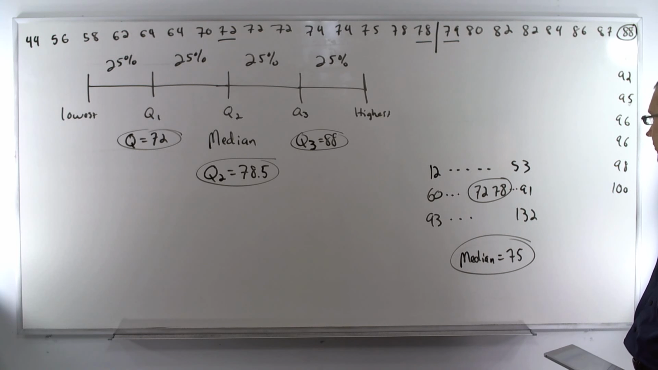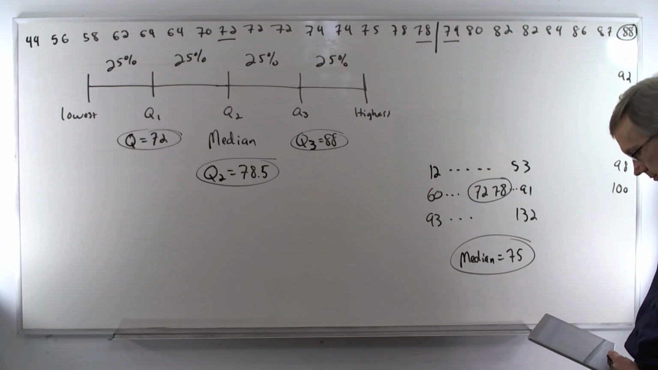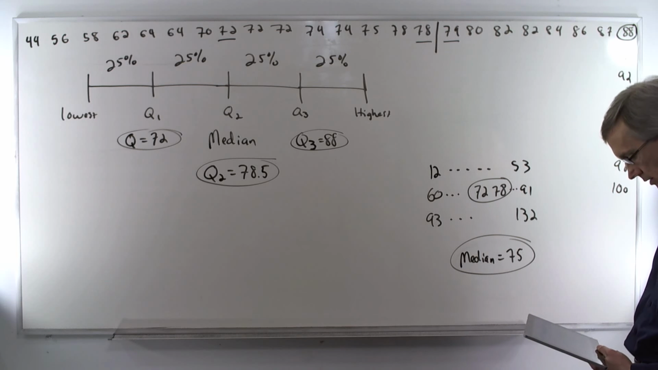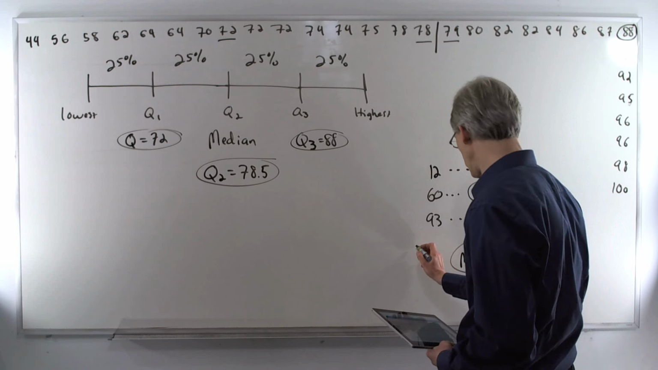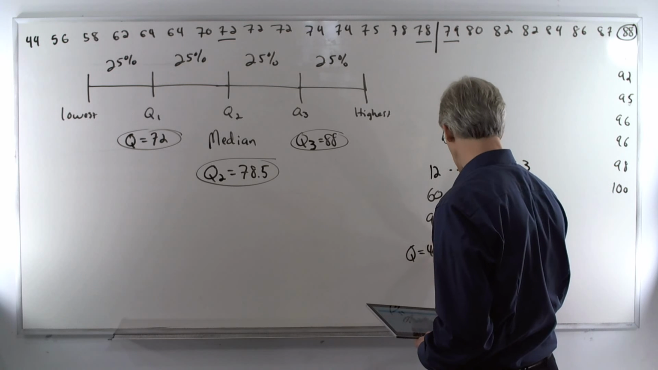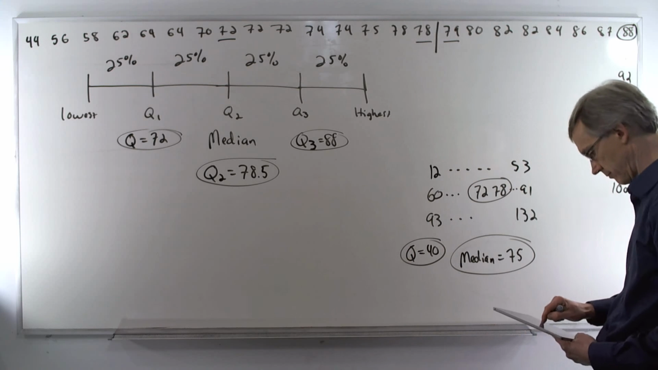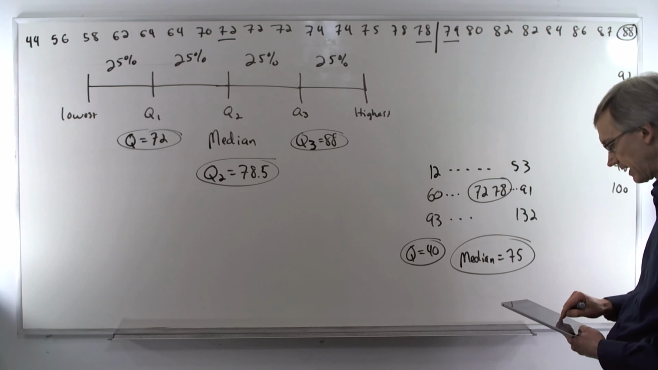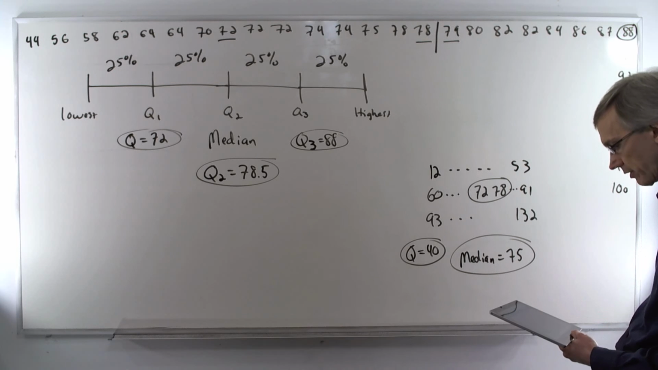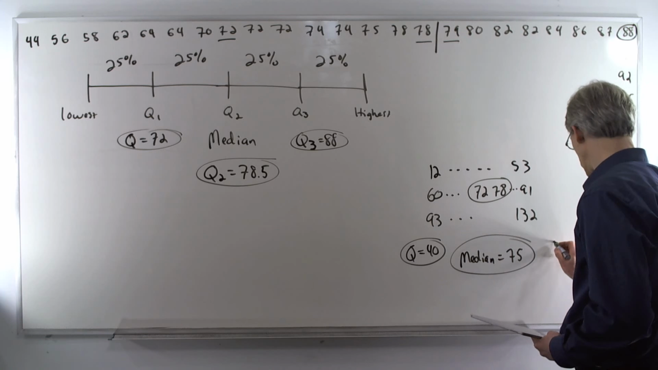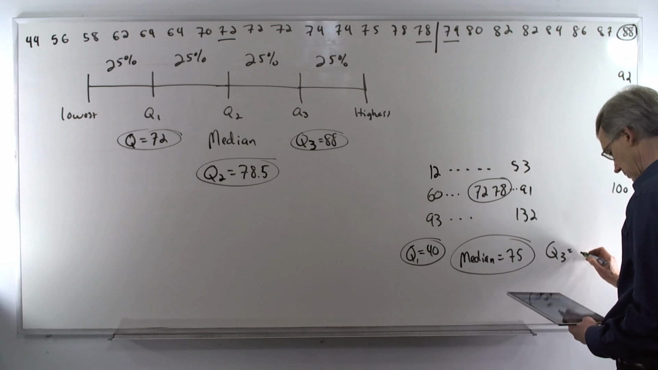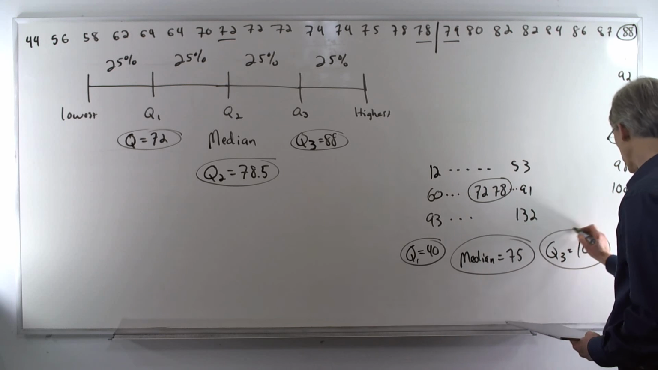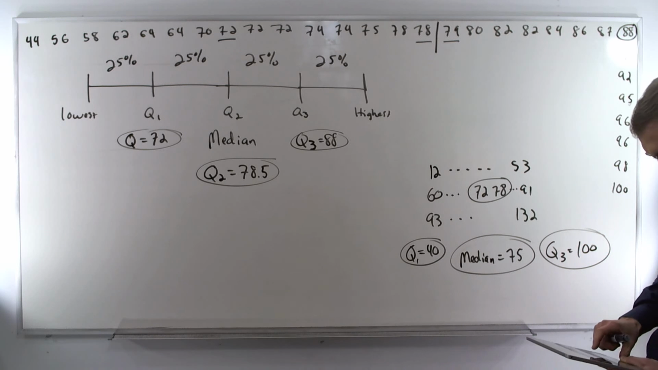So now we have to look at the first half of the data set. There are 15 values, and the middle value is 40. So that makes Q1 40. And if you look at the second half of the data set, from 78 to 132, the middle value there is 100. So Q3 is 100.